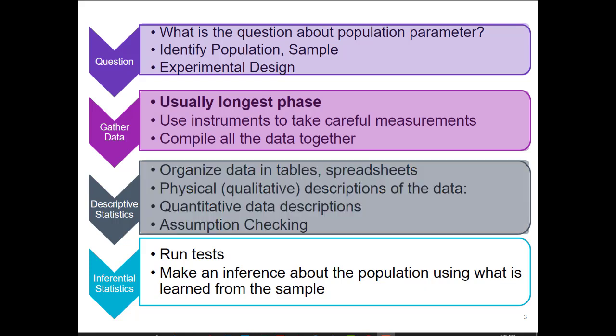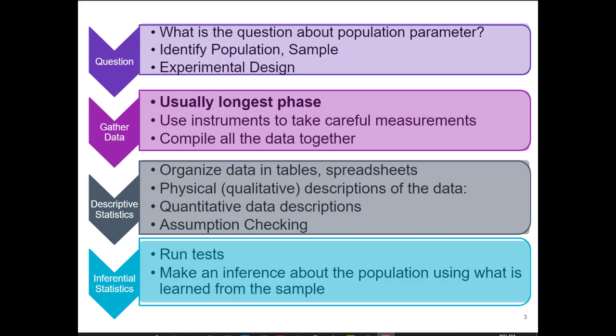The next step is the descriptive statistics step. During this time, we start to organize the data in tables or spreadsheets, and we start to describe the physical or qualitative descriptions of the data or the data participants. We also start to look at the quantitative data descriptions. So we're looking at all the measures of center and the measures of variability. At this time, we also do any assumption checking. So checking for normality, or checking for like the central limit theorem, for example, making sure that we meet any conditions that need to be met.